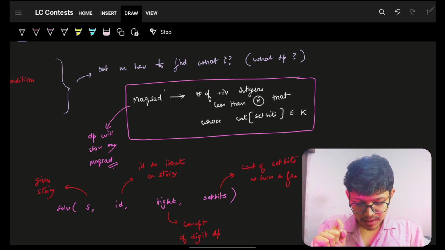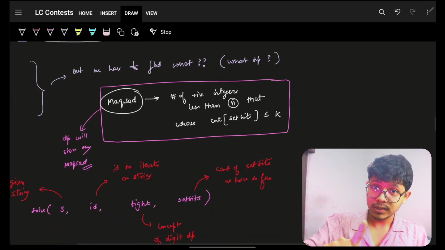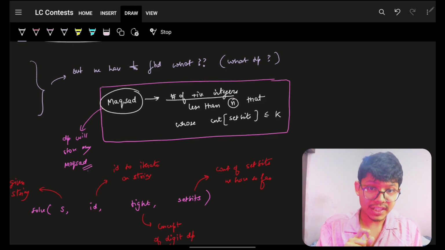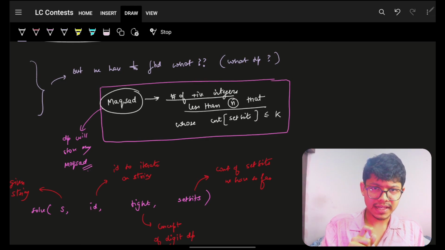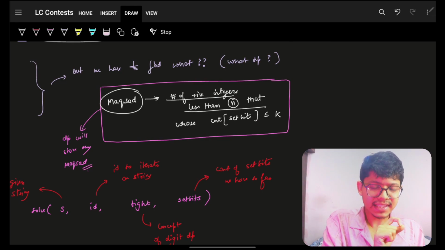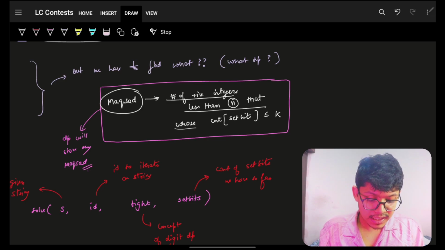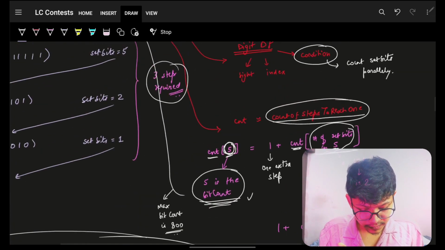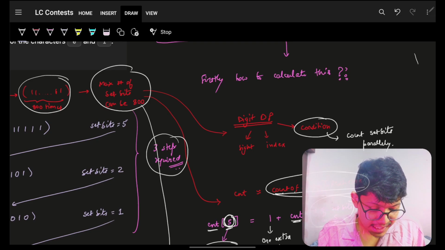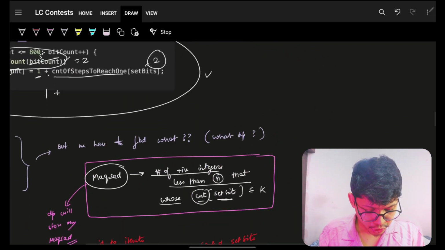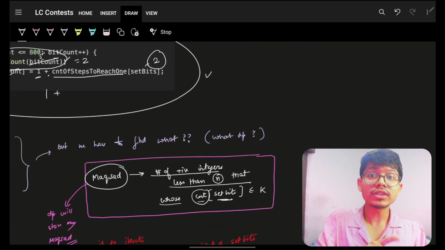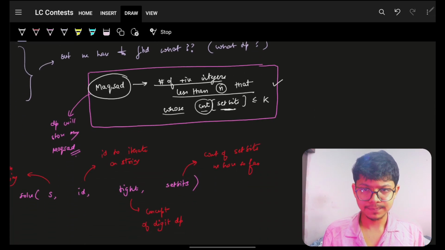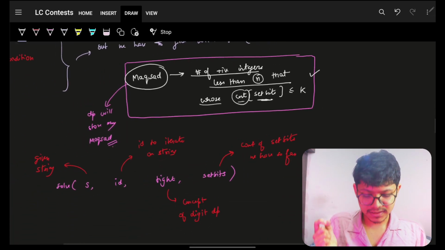So if you remember our maqsad, as I always say, maqsad nahi bhulna hai. Your prime aim was the number of positive integers less than n, not equal, whose count of set bits, again remember count was the abbreviation of count of steps to reach 1, should be less than or equal to k, because I am allowed at most k steps. So this was the maqsad. Let's break this maqsad down.